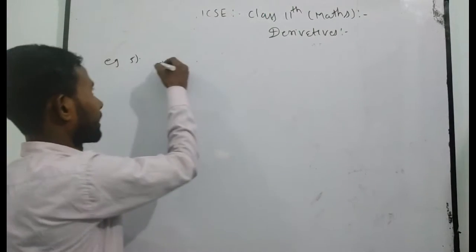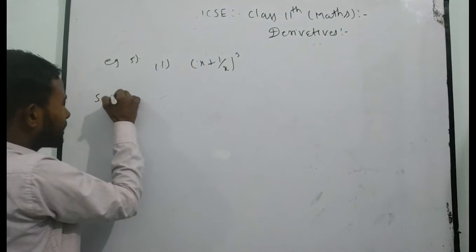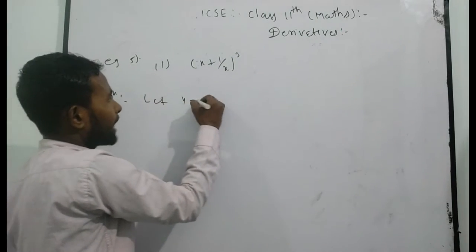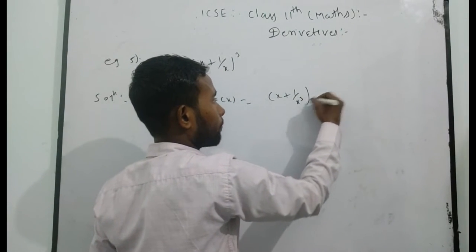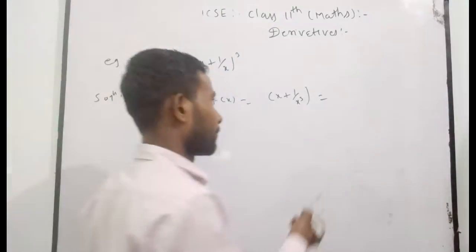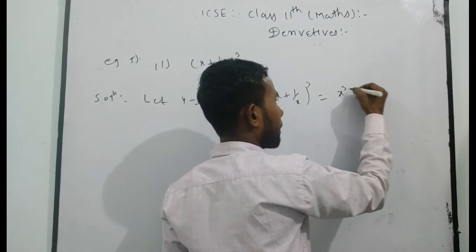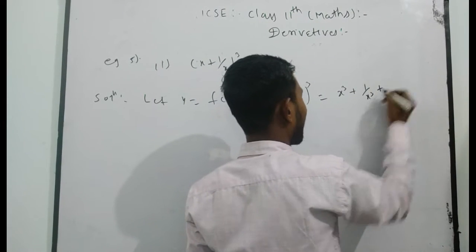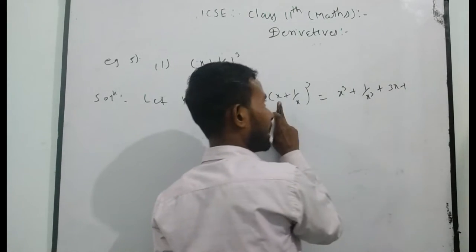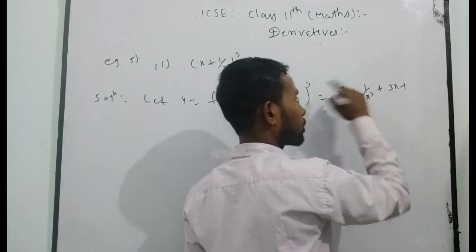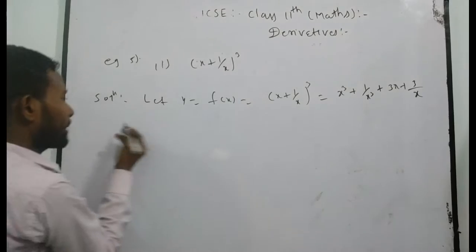Next problem will be the second: x plus 1 by x whole cube. Again solve by the same process. Let y is equal to f(x) is equal to x plus 1 by x whole cube. Applying the formula. What is the formula of a plus b whole cube? a cube plus b cube plus 3a square b plus 3ab square. That means 3x, and 3 into x into 1 upon x square, that means 3 by x. This is the expanded form of this expression.